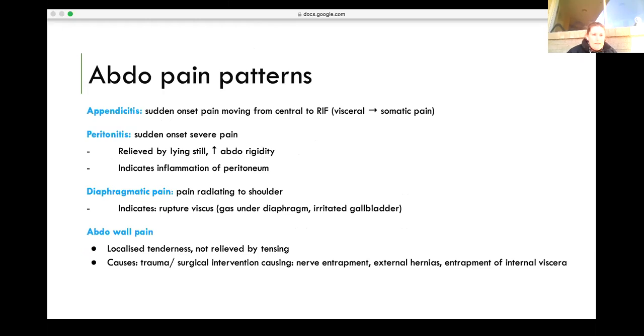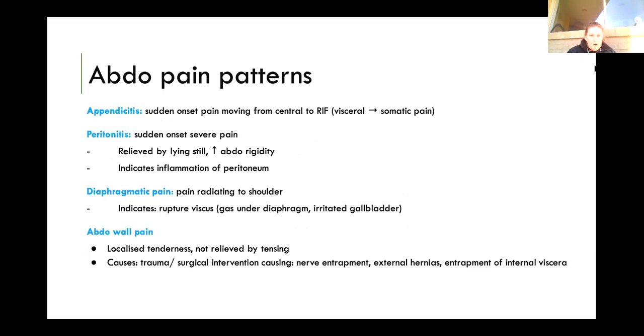And then peritonitis is when there's inflammation of your peritoneal cavity, your peritoneum, and that is like really severe sudden onset pain because you're getting somatic innervation to the parietal peritoneum. The patient is really rigid, lying still, and guarding of the abdomen are the words associated with that. There's also diaphragmatic pain. So that's pain that radiates to the shoulder, and it's because there's gas under the diaphragm which irritates the phrenic nerve. So it'll radiate to the shoulder due to a ruptured viscus, like a perforated gastric ulcer or something like that.